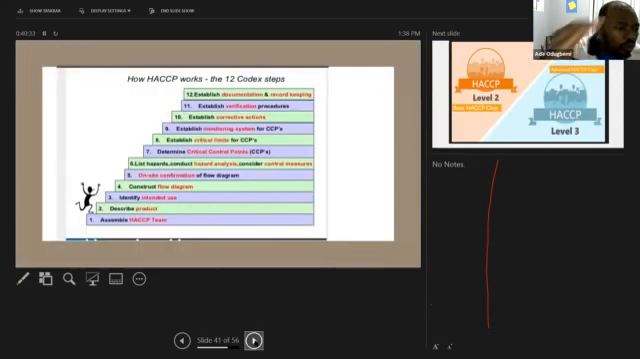So when you put those 5 preliminary tasks that we discussed earlier, plus the 7 steps, that makes the 12 steps. That is why every now and then you see some people say the 7 steps of HACCP or the 12 steps. Either way, a good HACCP program must include these 12 steps of HACCP.